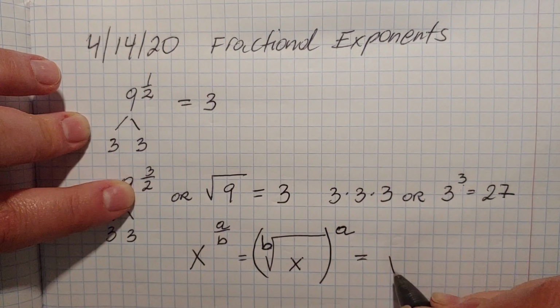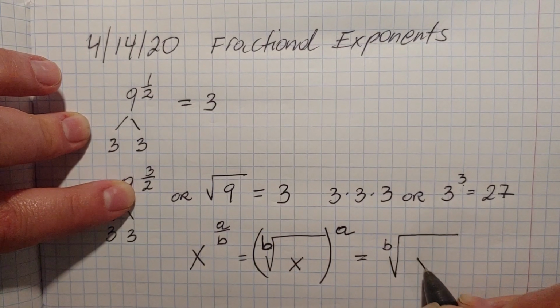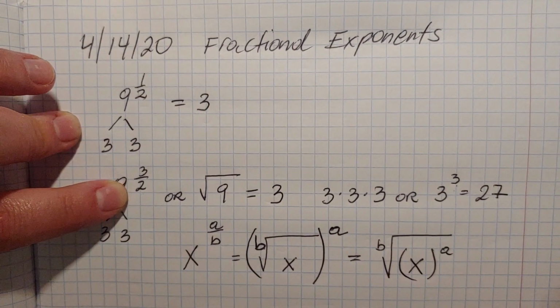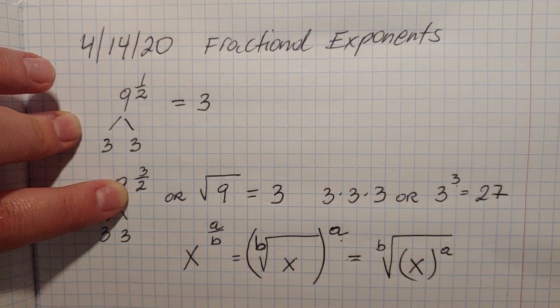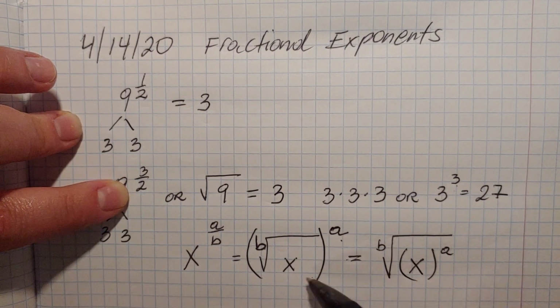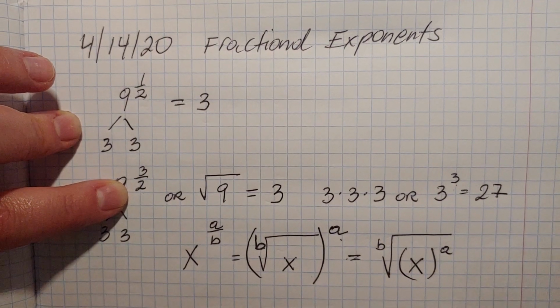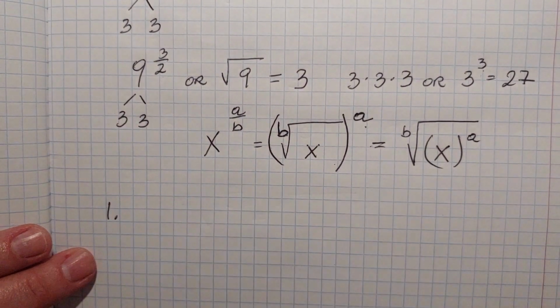Now there's another way of writing this, which is also correct: the b root of x to the power of a. So it does not really matter if you're going to take it to the power after you take a root or before. Depending on the problem, one of the ways is easier, but most of the time we probably want to use this one. So you can have 3 types of problems with this.